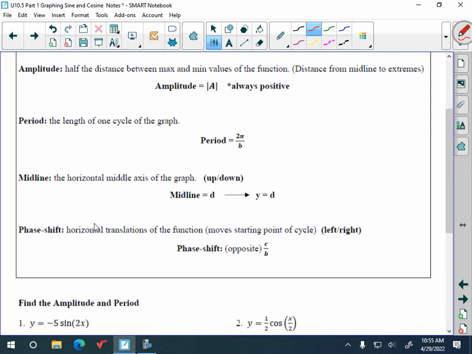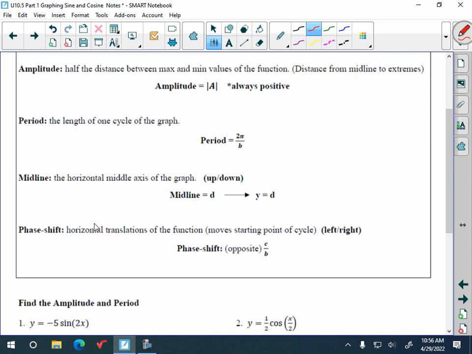All right, so the d value, if it's positive, that means the graph's going to shift up, and if it's negative, it would shift down. All right, so that's your vertical shift up and down. And that gives us what's called the midline. And so we're going to write the equation of that midline as y equals whatever the d value is. If it's 0, there's no number there, then 0.